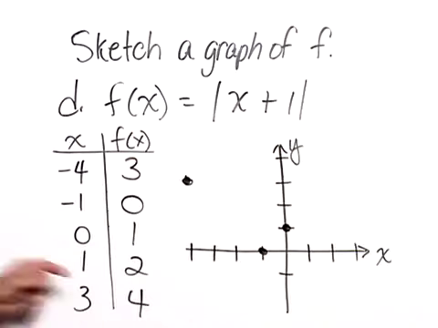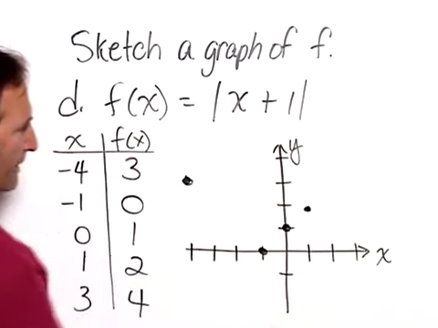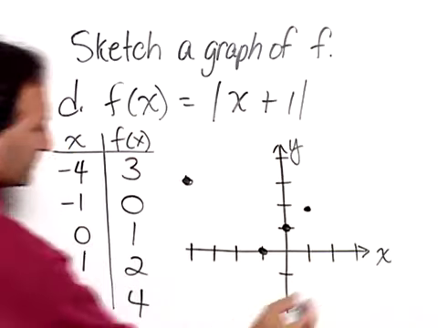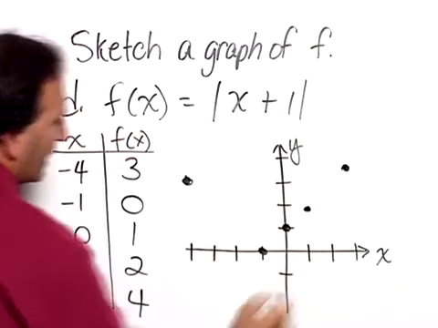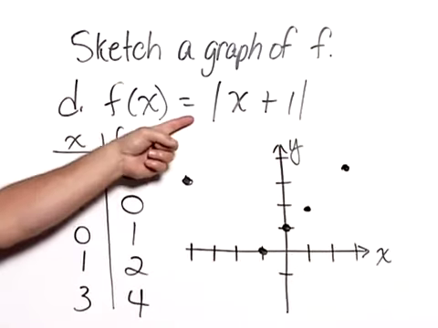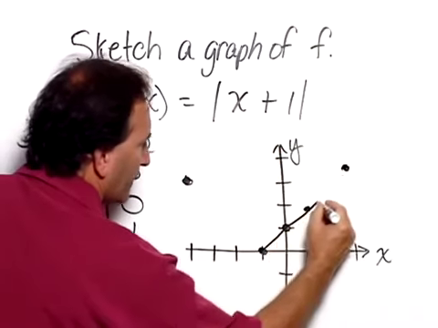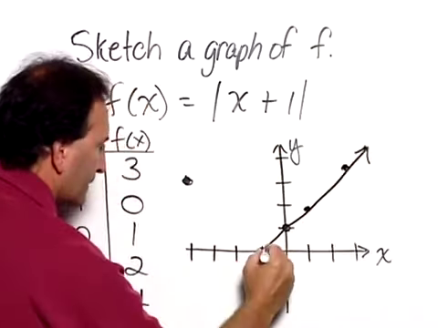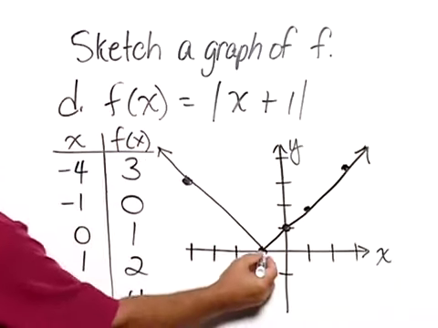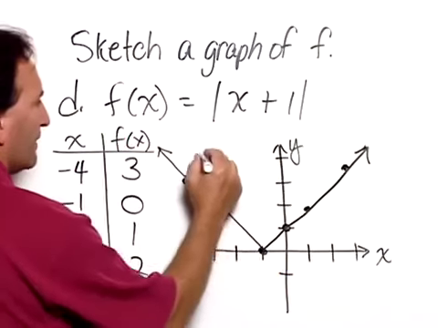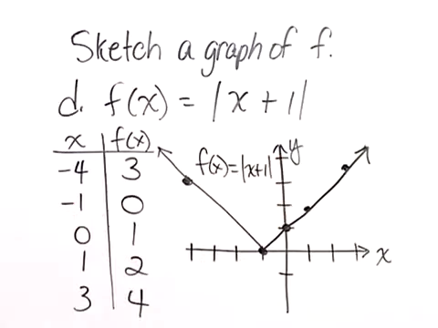Then we have 1, 2, and then 3, 4, approximately there. And so remember, the shape of an absolute value is V-shaped, so you can see that what we have going on is our V with the turning point at negative 1, 0. And this is f of x equals the absolute value of x plus 1.